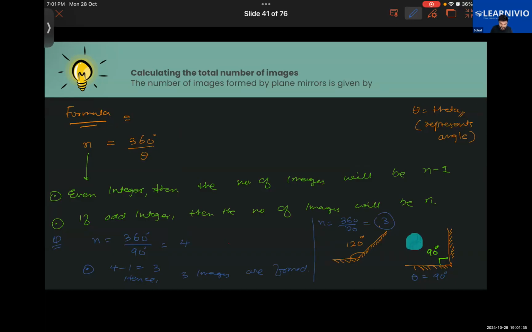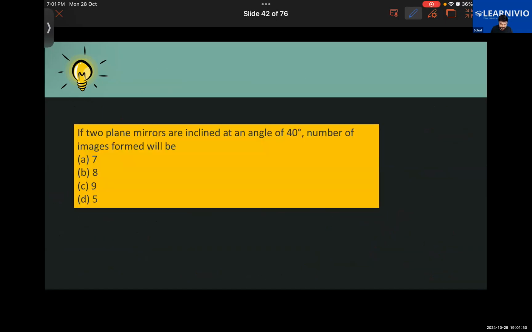Yes, Khadija, that is correct. See, Abdullah, the thing is, the theta given here, the angle between the two plane mirrors, is 40. So 360 upon 40 equals 9. So 9 is an odd integer, so it will be as it is. No changes will be made. So 9 images will be formed. Okay, Abdullah.